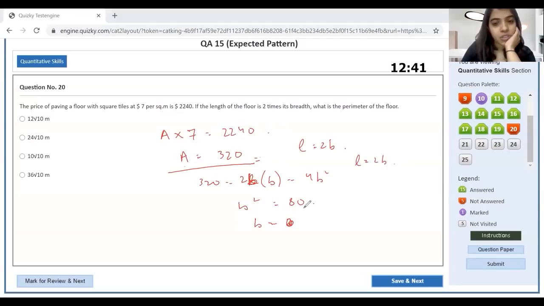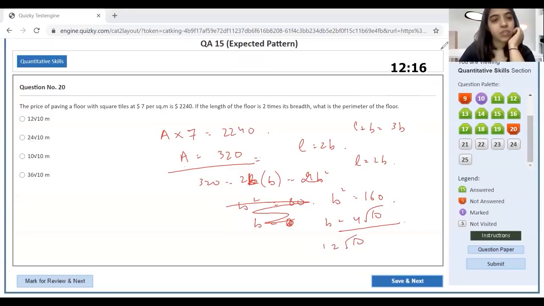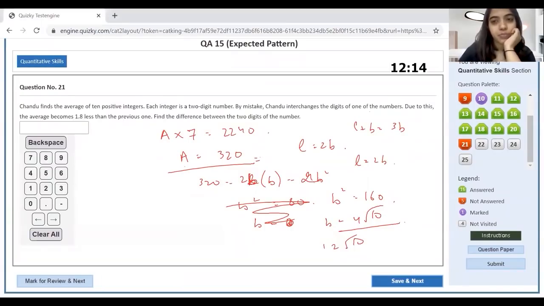Let's see, B is 80. 2b square. Okay, this is not 4b square. This is not 2b into 2b. This is 2b square, right? So what do we have? B square is equal to 160. So B is equal to 4 root 10. What is the perimeter of the floor? L plus B is equal to 2b plus B, which is 3b. 3b is what? 12 root 10, which is our answer.